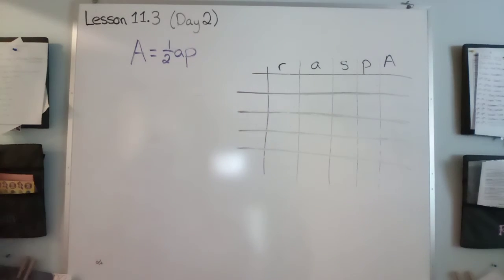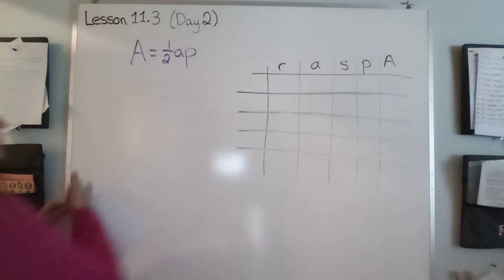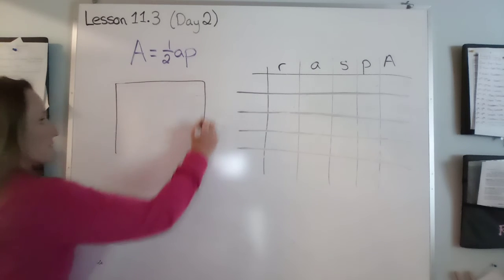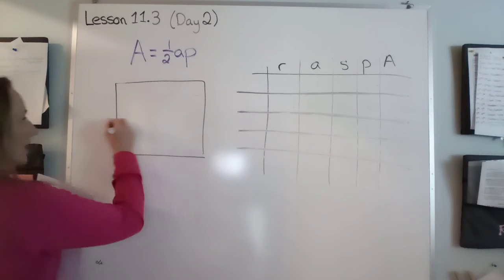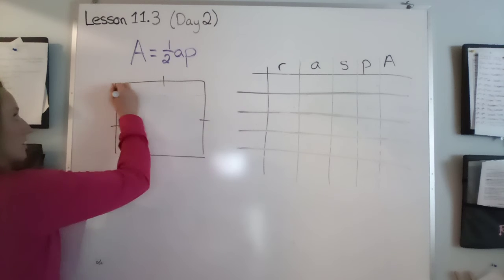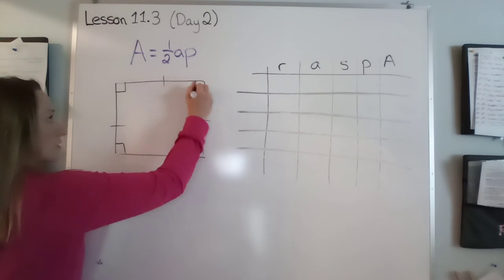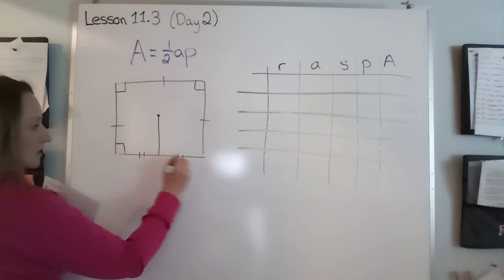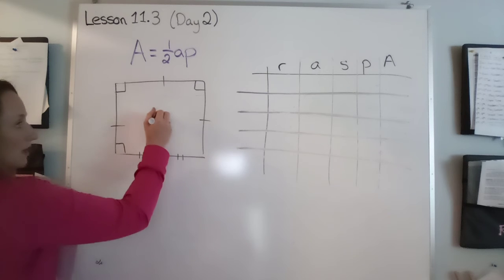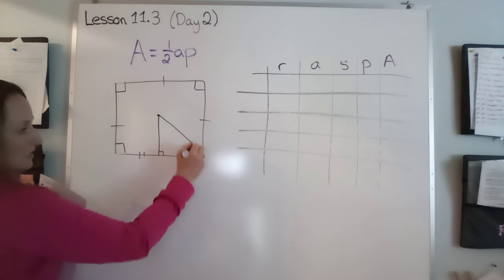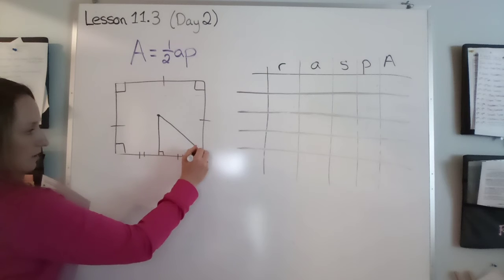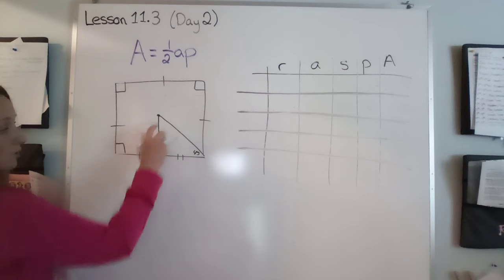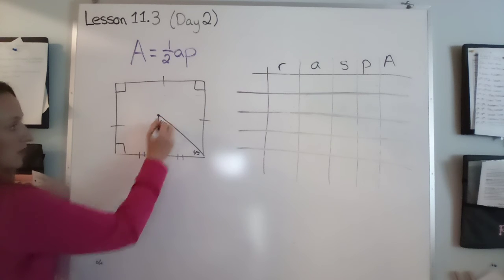Okay, so for our square, which is a regular quadrilateral, all 4 sides are congruent, all 4 angles are congruent, which means all the angles are right angles. My apothem bisects this side and is perpendicular. My radius bisects this angle. If it was a 90-degree angle, that means it's 45. That means I have a special 45, 45, 90 right triangle.